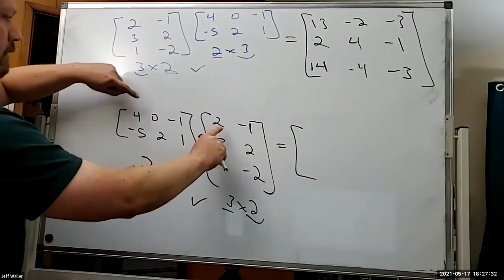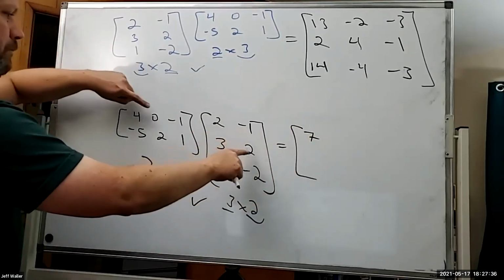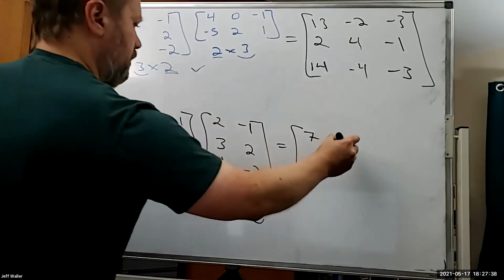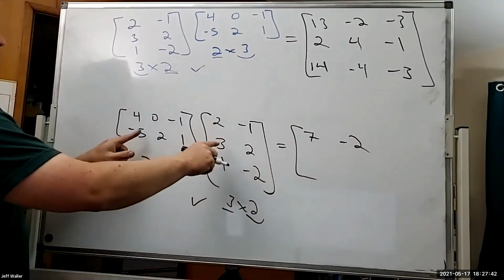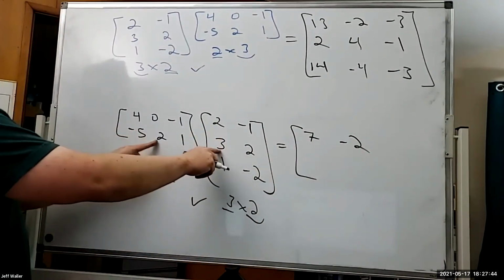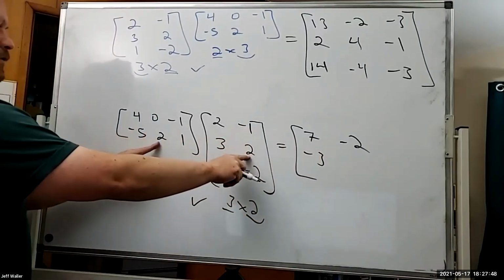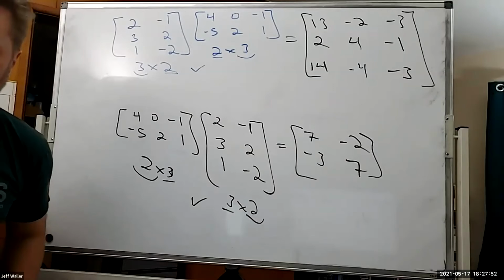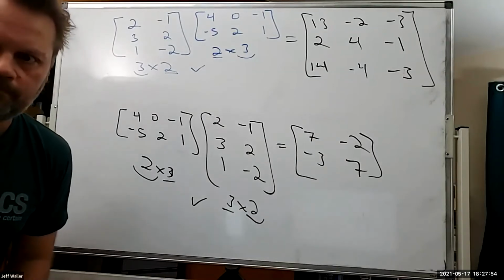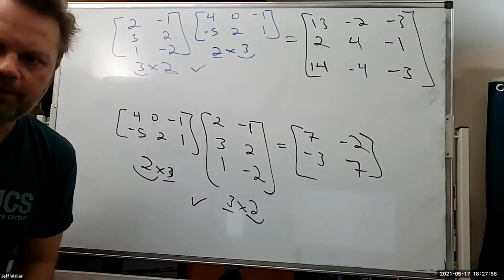So I'm going to get 8 plus 0 minus 1, 7. Negative 4 plus 0 plus 2. I forgot already. It's negative 2, I think. All right. Negative 10 plus 6 is negative 4 plus 1 is negative 3. 5 plus 4 is 9 minus 2 is 7. Okay, I think that's right.